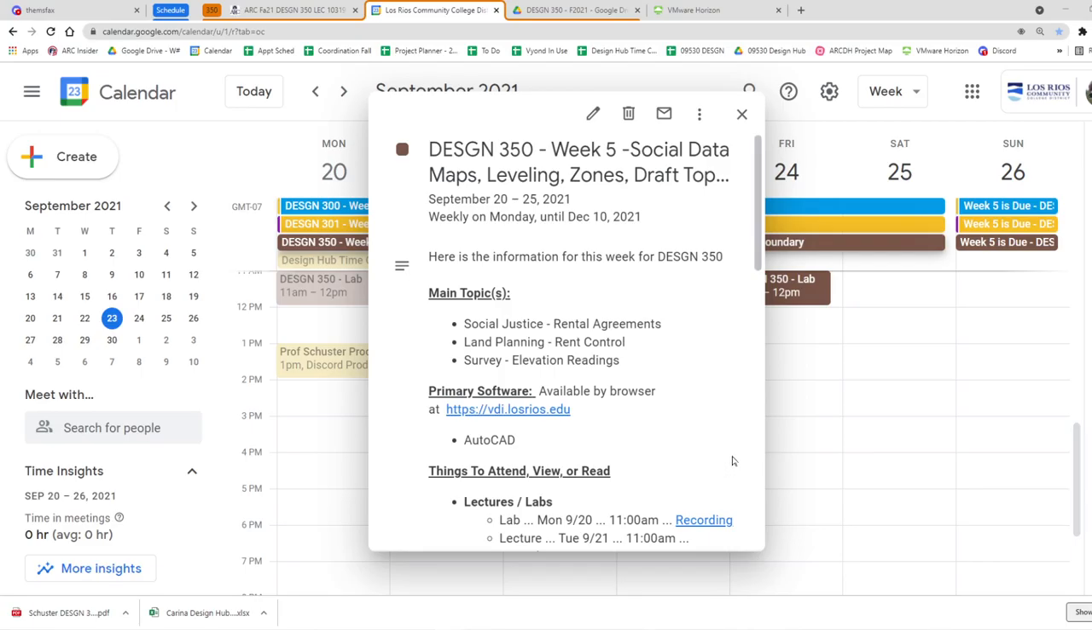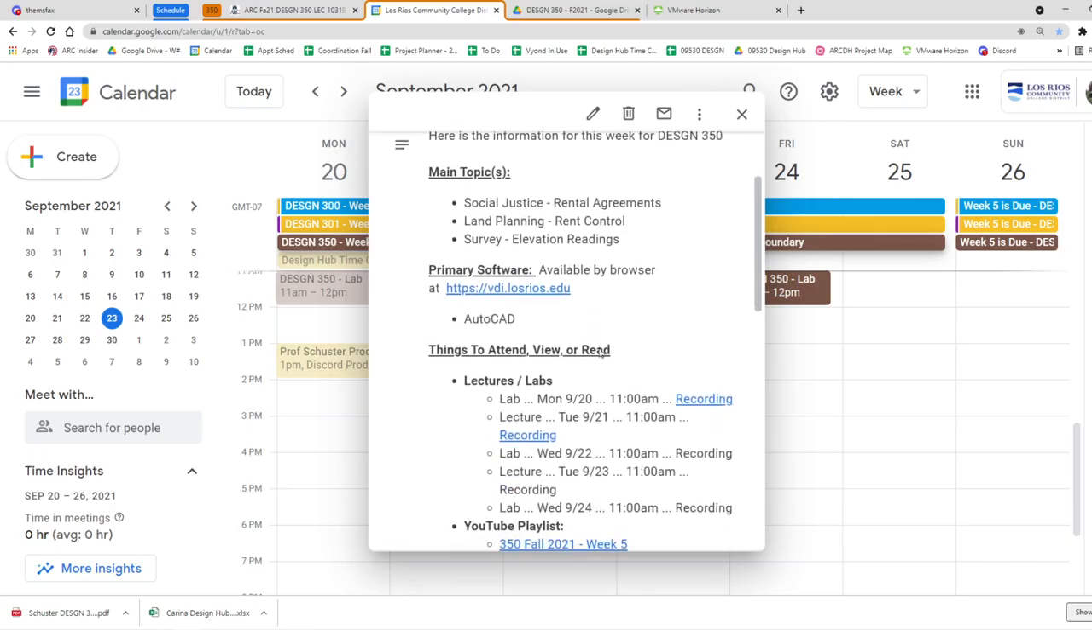Okay, I've started the recording. This is our lecture for Design 350. We're looking at social data maps. Actually, we're looking at rental agreements and things like that. We're talking about leveling. We're going to be going over some zones and talking about those because those go into rental agreements and things like that.